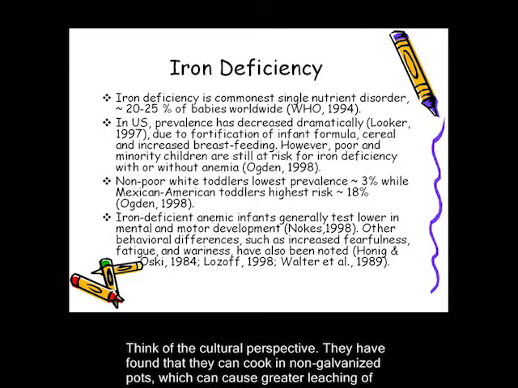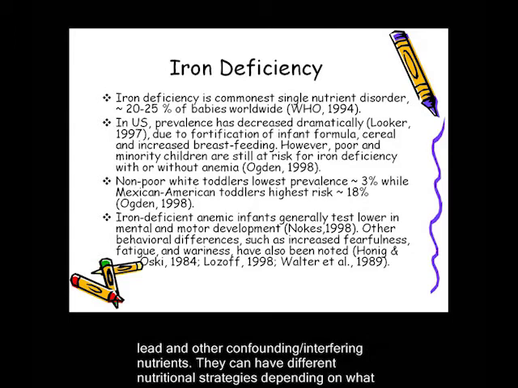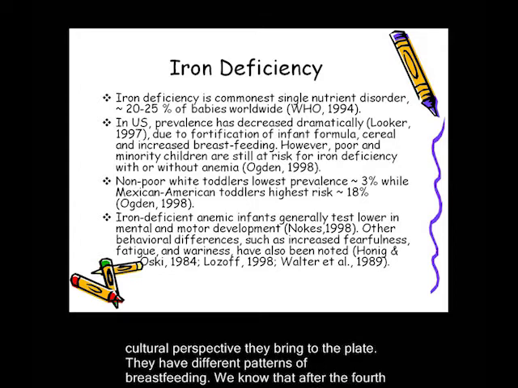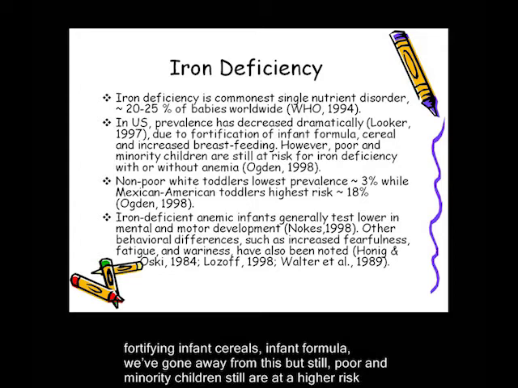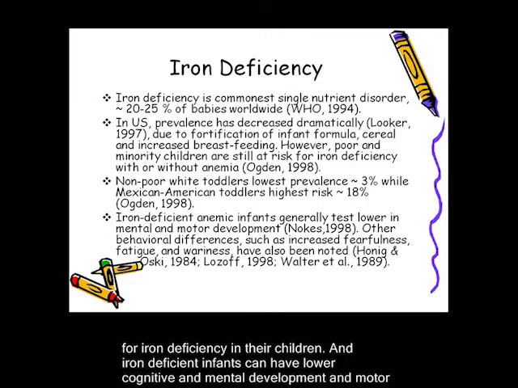They have found that they can cook in non-galvanized pots, which can cause greater leaching of lead and other confounding, interfering nutrients. They can have different nutritional strategies depending on what cultural perspective they bring to the plate. They have different patterns of breastfeeding, and we know that after the 4th month of life, you have to supplement iron because the mother's breast milk is deficient in iron after 4 months of age. So by fortifying infant cereals, infant formula, we've got away from this, but still poor and minority children still are at a risk for iron deficiency in their children.